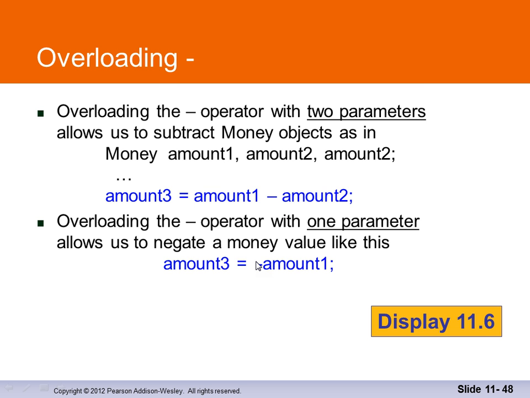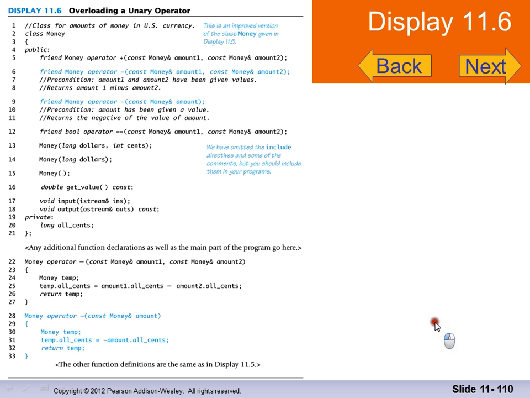How would C++ distinguish between the two functions? It's the same function name. It's called operator minus. But how will C++ distinguish between the binary operator and the unary operator? Number of arguments, right? That's obvious. Okay. So in this case, we only have one parameter, and in this case, we have two parameters. So let's look at the code.